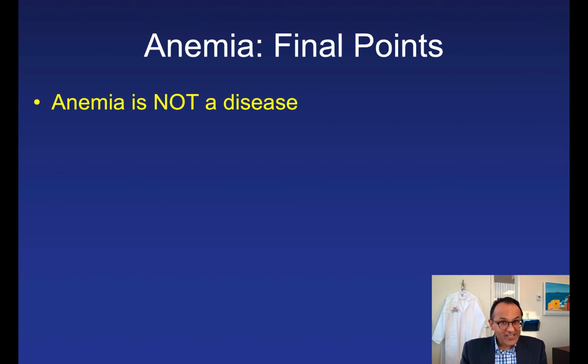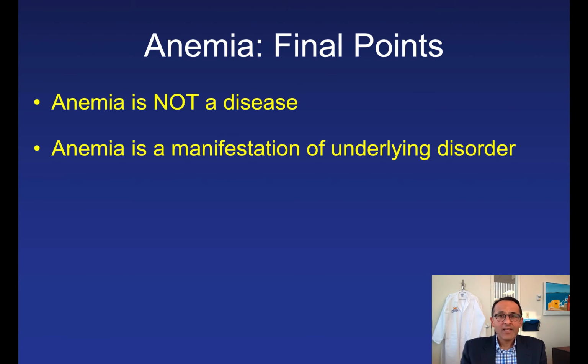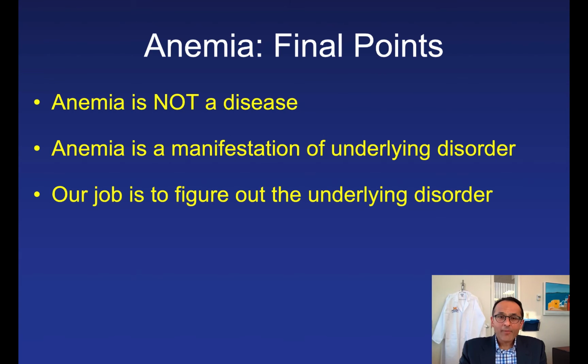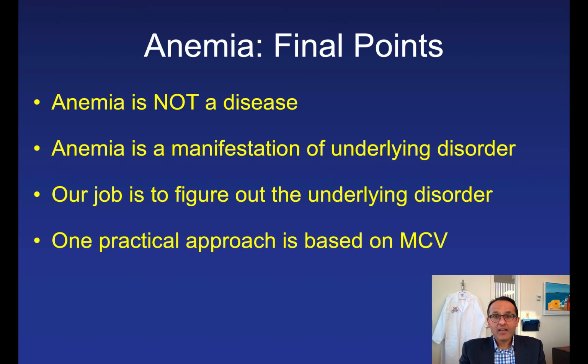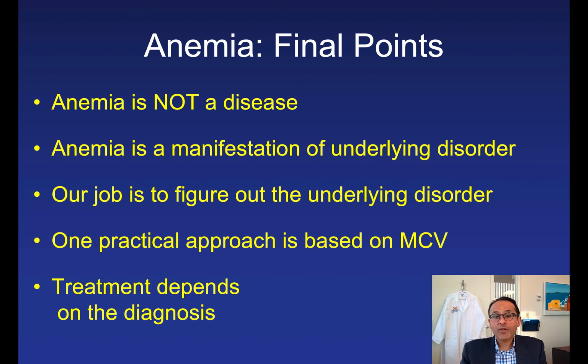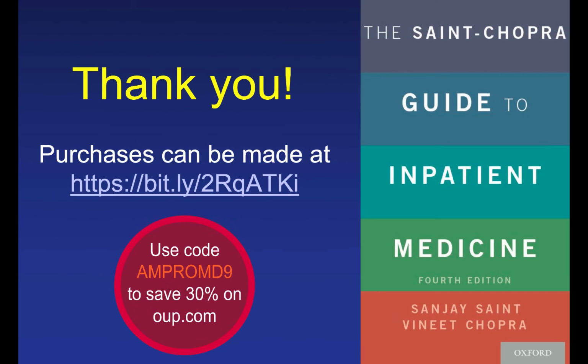Anemia is not a disease, it's a clinical manifestation of an underlying disease. Our job is to figure out what that underlying disorder is, and we use the MCV to help us. Microcytic anemia, macrocytic anemia, and normocytic anemia. And then the treatment depends on the underlying diagnosis, and this is where reading textbooks and the St. Chopra guide can help you with next steps.